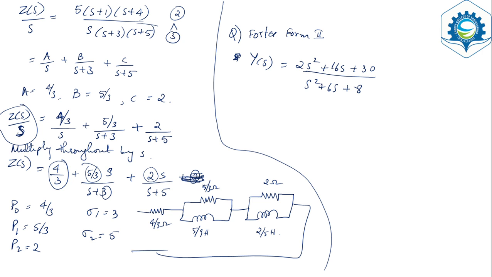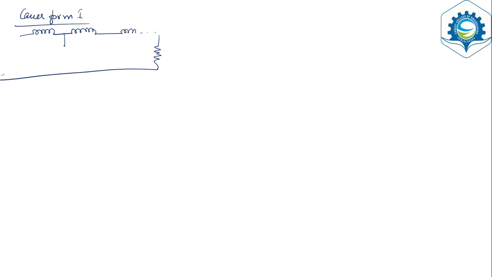Next, as the final topic, we can also go through the Cauer form of the RL network. I'll just draw the general form of the Cauer form 1 for the RL network. Cauer form 1 is given by inductors in series and parallel resistors.